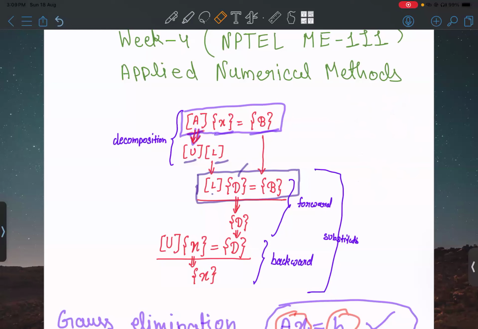Since we solve this LD equal to B in forward fashion, the first row has been solved, then the second row, then the third row. So this is called forward substitution.